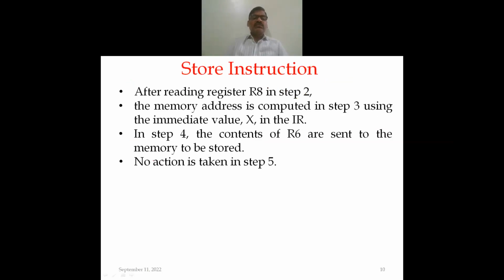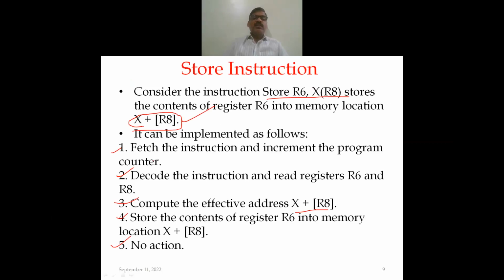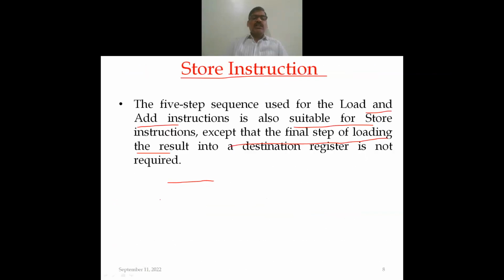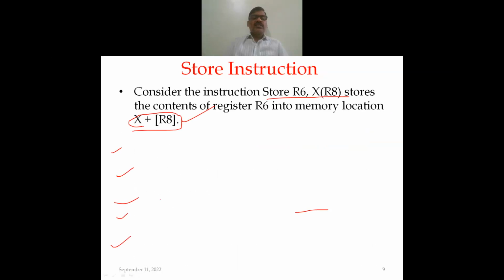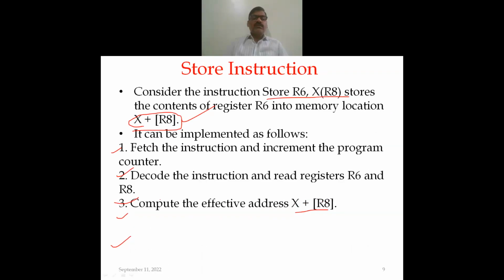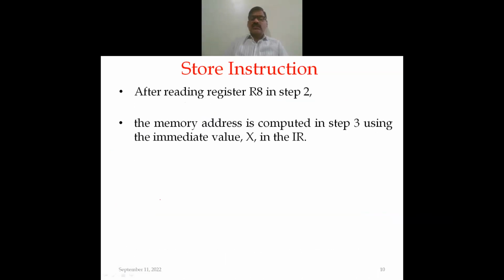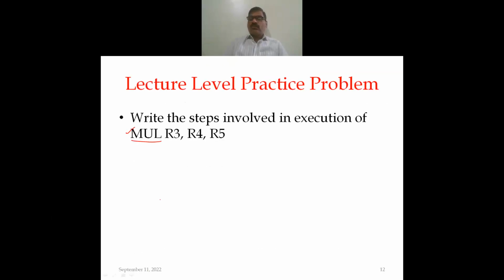You have to write these steps similar to what we have written for store: fetch, decode, compute the effective address and then store the contents. If no action is needed, then you have to write a no action step. So for arithmetic logic instructions, we have just seen the 5 steps: fetching the instruction and incrementing the program counter, decoding the instruction and reading the register contents, computing, and storing the contents of the registers, and then if no action is needed, we go for this no action step.